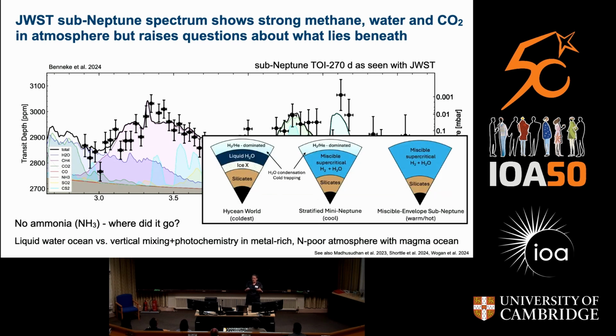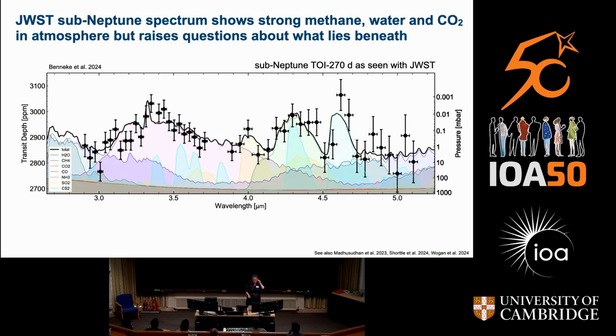But we have this degeneracy for these objects that we're still trying to understand. In this particular case, for this sub-Neptune, there was no ammonia. There should have been, so where did it go? Has it been absorbed into a liquid water ocean? Or is there a combination of this vertical mixing, photochemistry, the metallicity of the atmosphere, with a magma ocean that can create, instead of having a liquid ocean, maybe some miscible water H2 atmosphere that you're looking at. And so we still need much more data on these to understand what's going on.